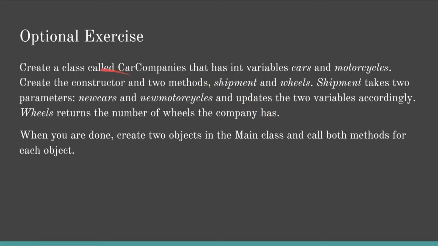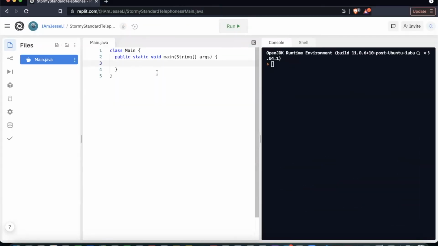So first do this part, and then when you're done, create two objects in the main class and call both methods for each object. You can name the two objects whatever you want and make the variables whatever you want. So if you want to give this exercise a try, then pause the video here and then keep watching when you're done. Here is the solution.